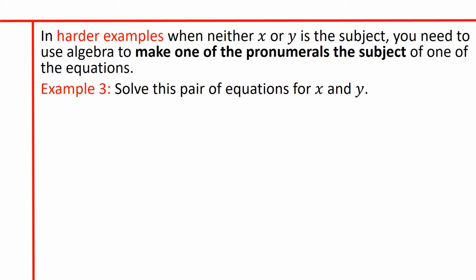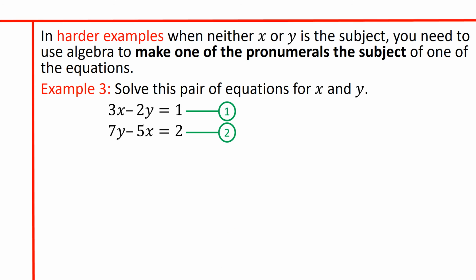Example 3, solve this pair of equations for x and y. So with this set of linear equations, you'll notice that neither x equals or y equals is by itself. So we have a bit of an issue that we can't directly substitute either equation into the other without a bit of algebra work to start off with.